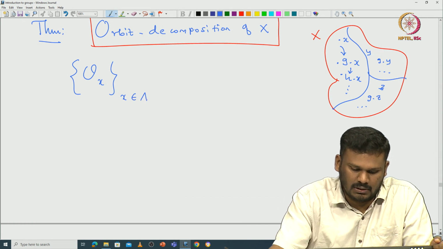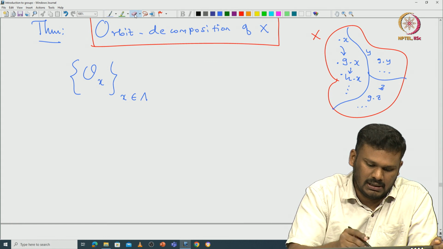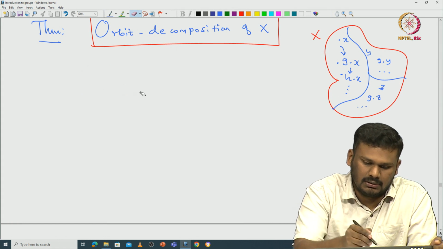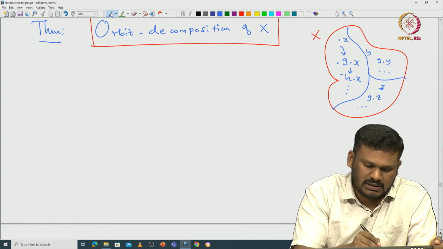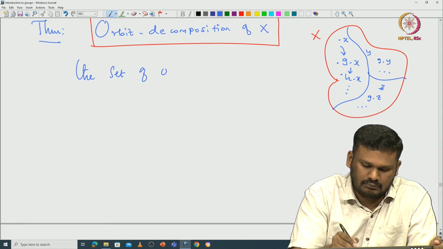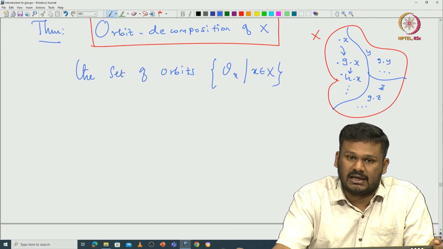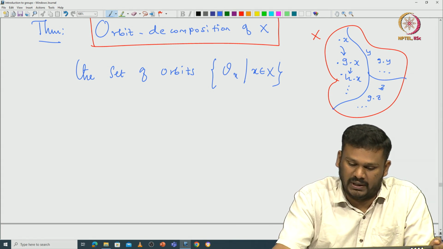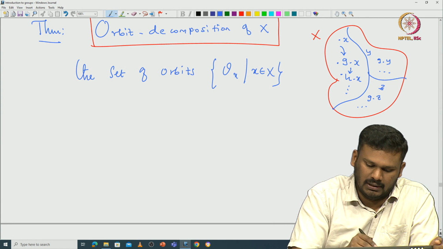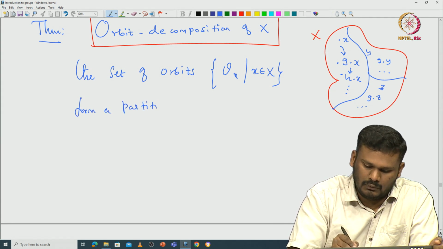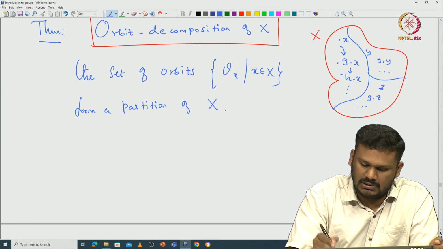Okay. It is easy to write it in English, then maybe I will rewrite it in mathematics. Okay. The set of orbits, that is the collection O x, x in X. Okay. For example, O x can very well be equal to O y. Okay. So, this will form a partition of capital X.